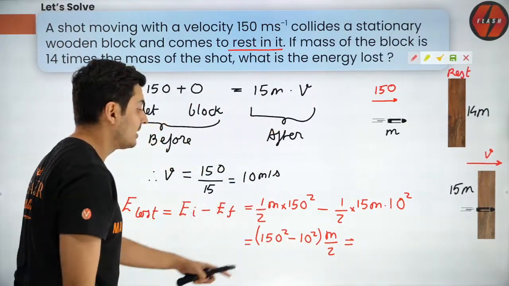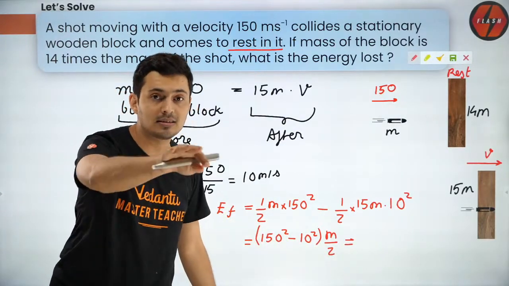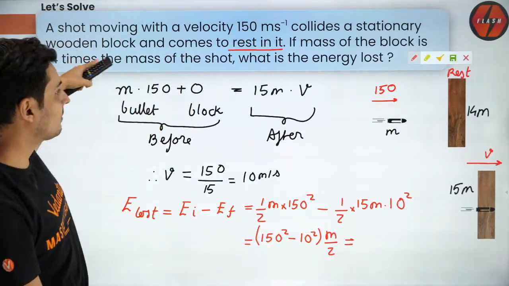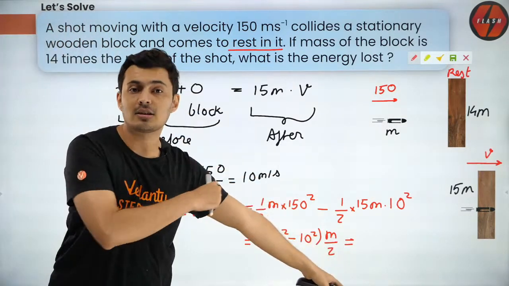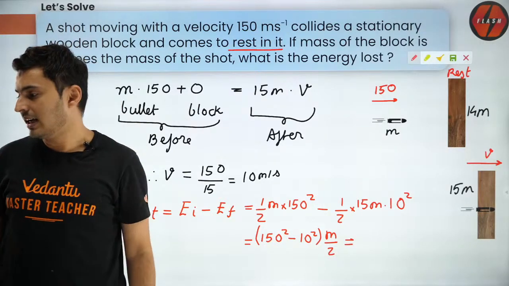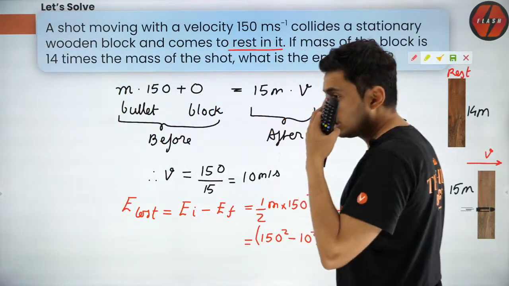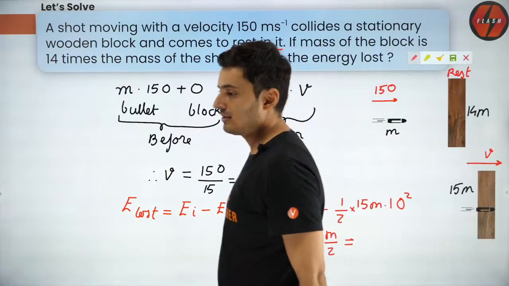Now simplify this. M is not given, so your final answer will have m, and most of your answers did not have m. I don't think m is given anywhere else, so your final answer has to contain m. Very good. How did I take it as 15m, Sneha? Because think about it, the bullet and the block, both masses will get added. Yes, Kirito has answered it.